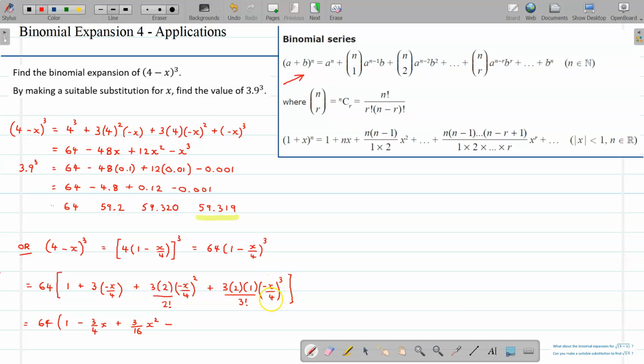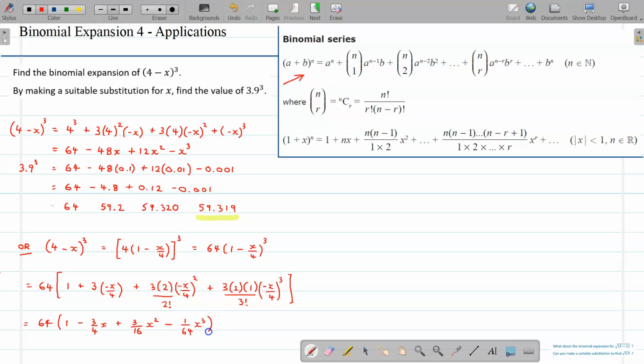And the last term is going to be a minus term, because it's minus x cubed, and it's going to be over 64. The 3, 2, 1 will cancel with the 3 factorial, which also is 3, 2, 1, so you're just going to be left with minus x cubed over 64, or 1 over 64 x cubed.